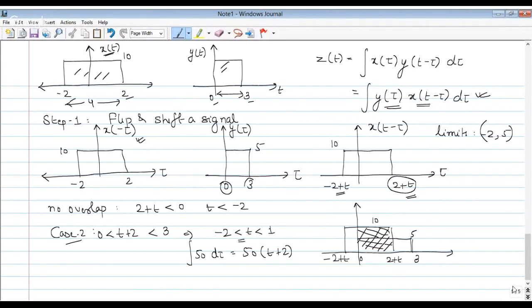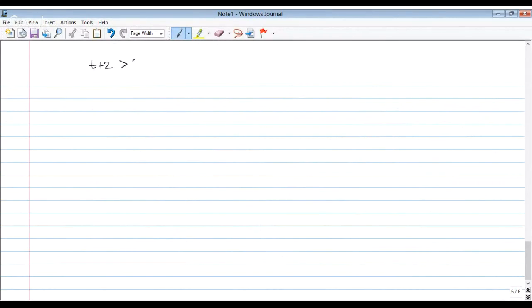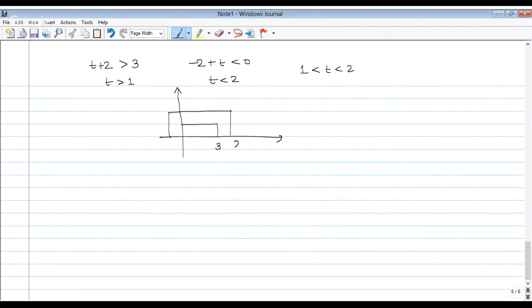That is what I am saying: t plus 2 is greater than 3, but minus 2 plus t is less than 0. That is, t is greater than 1, but t is less than 2. 1 and 2. Then what kind of figure will be formed? Smaller signal up to 3. So this is our larger signal, like this. So this point 2 plus t is greater than 3, but minus 2 plus t is less than 0. In that case, the overlap will be from 0 to 3.